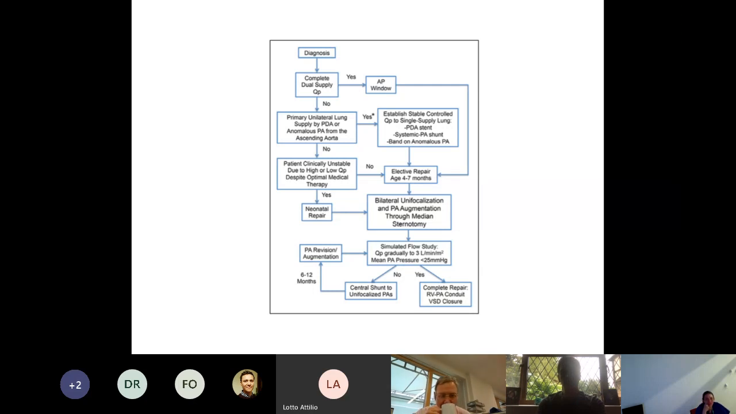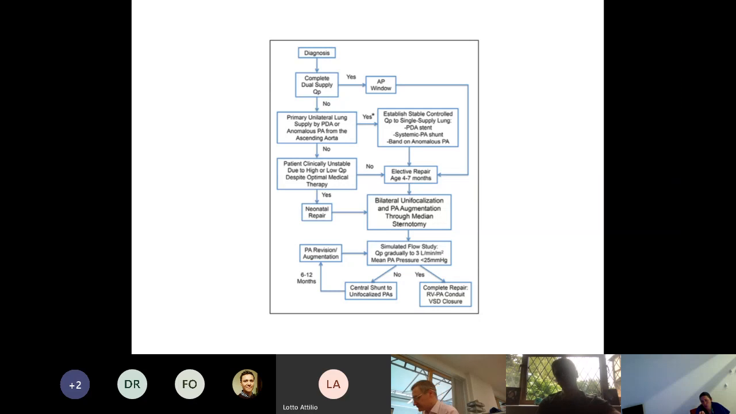So they make a diagnosis and they refer to dual supply, yes or no. About 50 of the patients in this sample ended up with AP windows, and then at 4 to 7 months, when they were bigger, went for a more definitive repair, which tended to be unifocalization and closure of VSD. Further down this flow chart, you can see that for the majority of the patients, what they want is complete repair, ideally single stage. Obviously, that's not suitable for all patients.